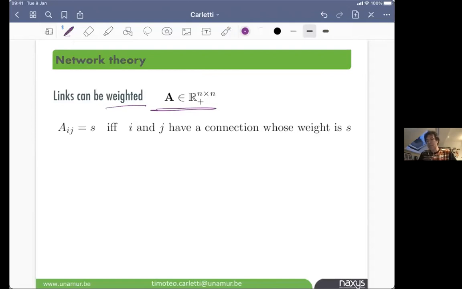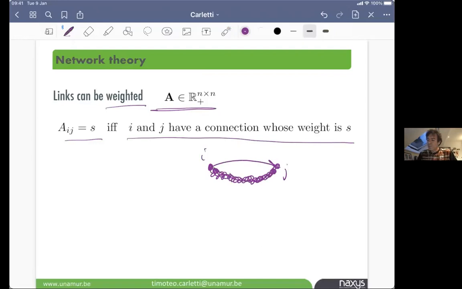And so you say that Aij is equal to S if and only if they have a connection whose weight is S. Here I'm assuming that the matrix is non-directed, so it's symmetric. This means that also Aji is equal to S. But of course, you could have a case where you have a link pointing from I to J with some strength, and a much larger one the other way. So let me do it this way. I don't know if you understand, but I would say that J is much more of a friend to I than I to J. So this is not reciprocated.